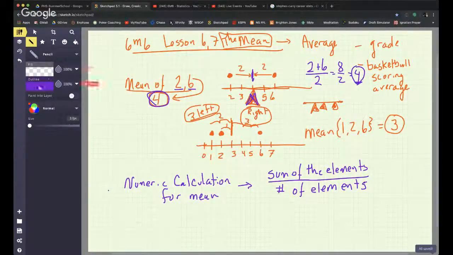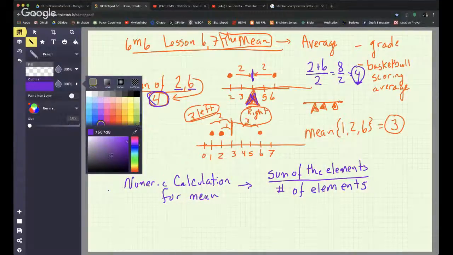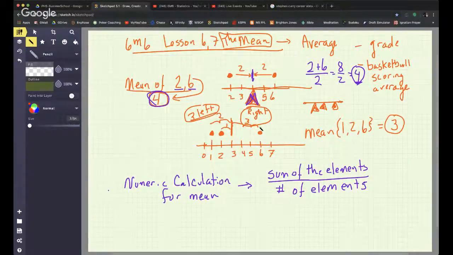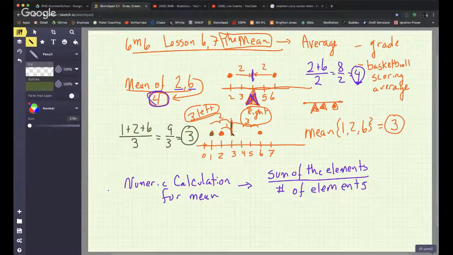So let's do our second case. We'll do that one in green just because we don't have a green one yet. And we'll say, okay, what's the sum of our numbers? Well, the sum of our numbers is 1 plus 2 plus 6 over the number of numbers. In this case, we have 3 numbers, a 1, a 2, and a 6. So 1 plus 2 plus 6 is 9, divided by 3. So our mean is 3. Which makes sense. That's what we wanted, to get that 3.